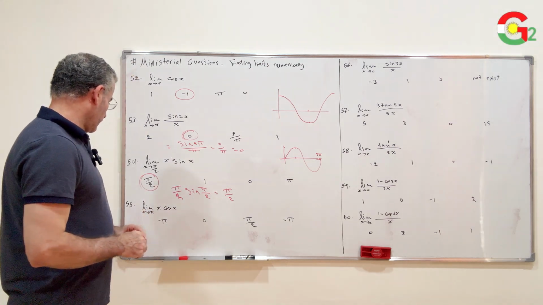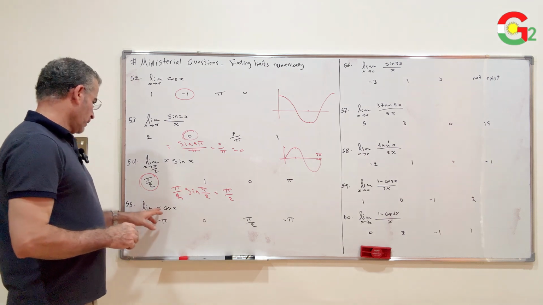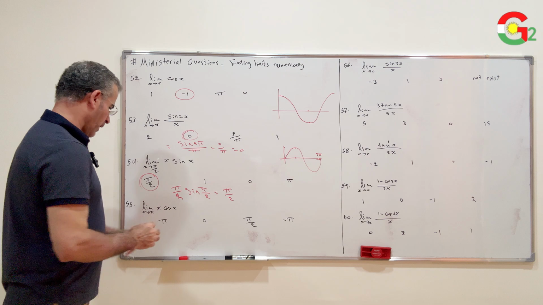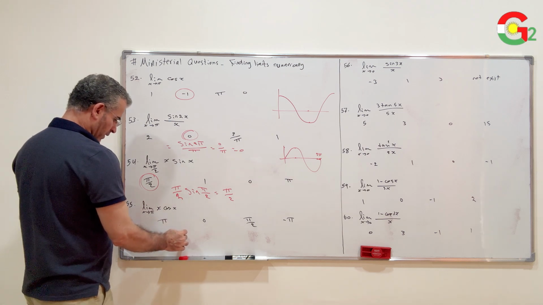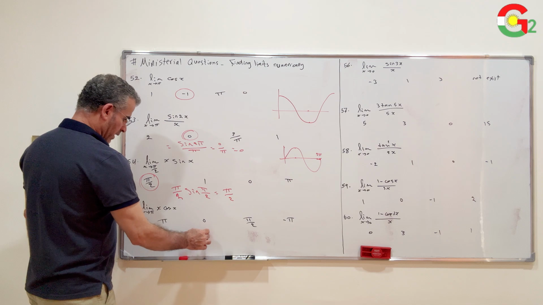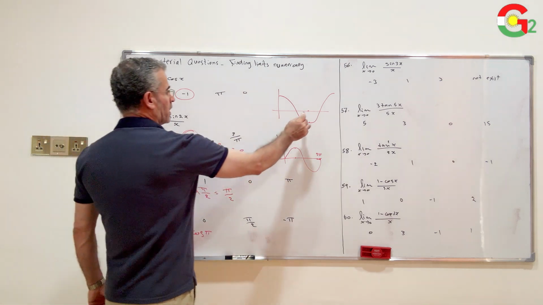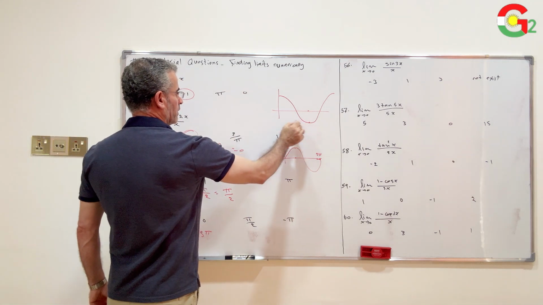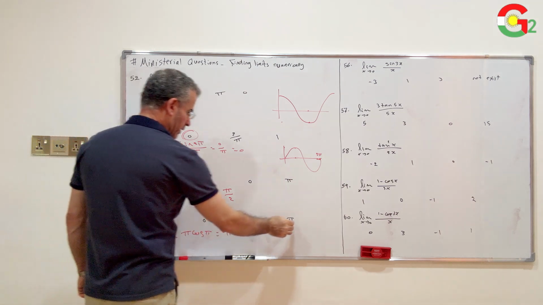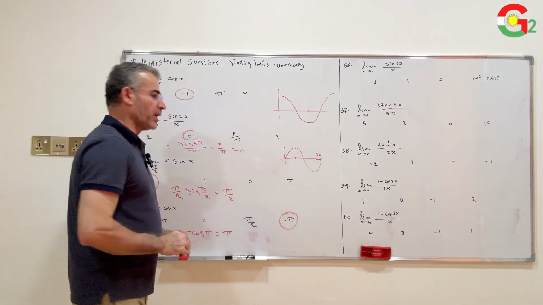Question number 55. Find the limit of x cosine x when x approaches pi. Directly substitute every x with pi. The answer will be pi cosine pi. Cosine pi is -1. Then the answer is -pi. Choice D.